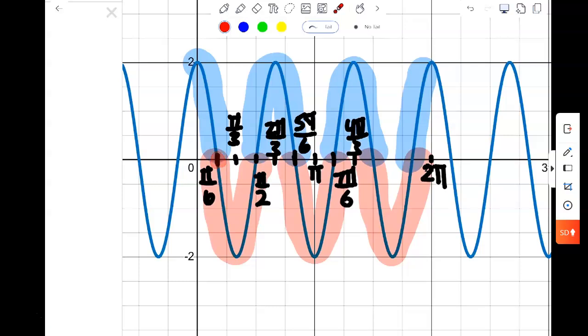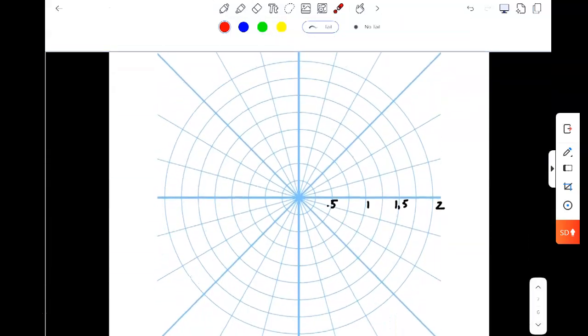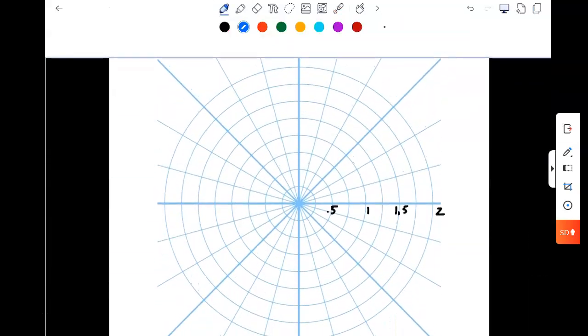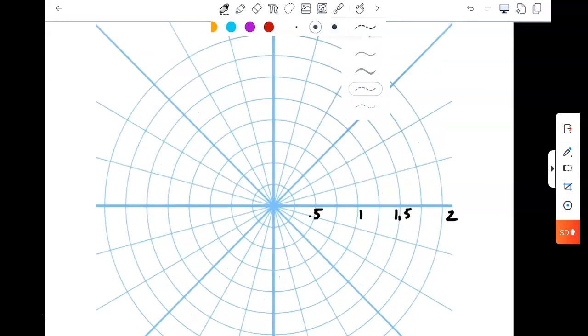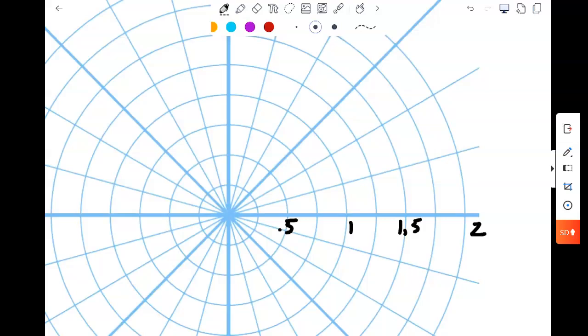So at pi over 6, it switches. It switches back at pi over 2, at 5 pi over 6, at 7 pi over 6, whatever this point is, and this point right here before 2 pi. So let me go over there and mark those. And what I'm going to do with those is mark them as a dashed line. So at pi over 6, I'm going to have a dashed line there for pi over 6, and also for pi over 2, a dashed line.